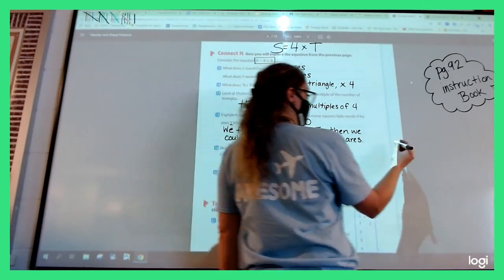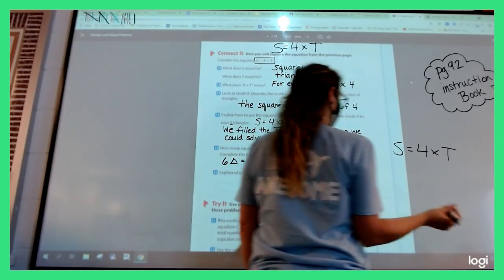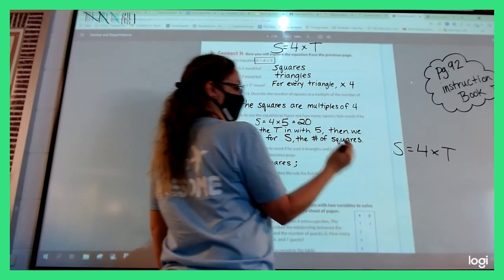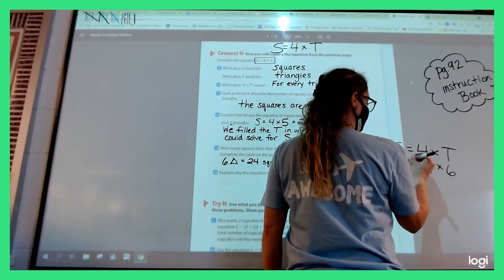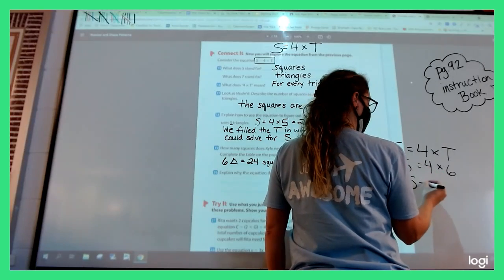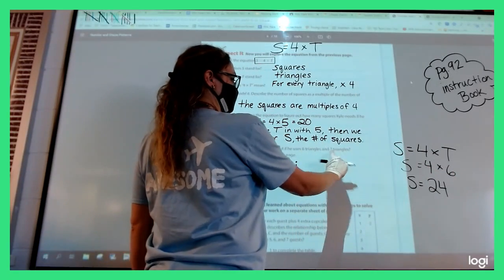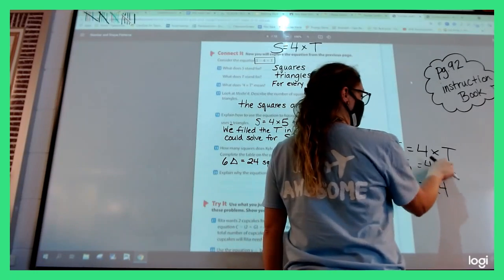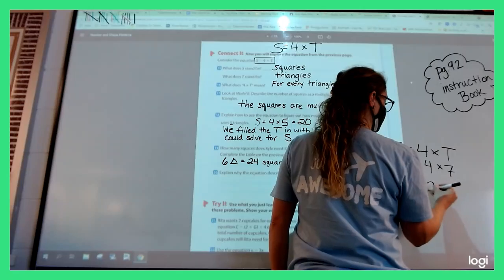For 6 triangles, I'd write my formula: S equals 4 times T. He says, well, I have 6 triangles. So I say, okay, my T is a 6. And then I solve it. So S would be 24. And then they said, all right, but what about 7 triangles? So then we redo this. Instead of a 6, we use a 7, which is 28.